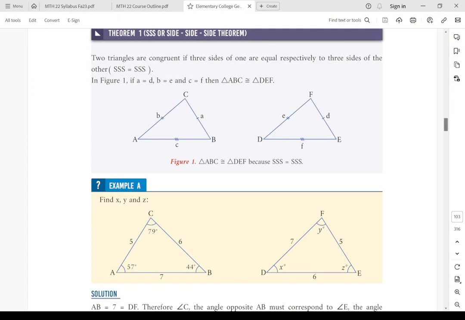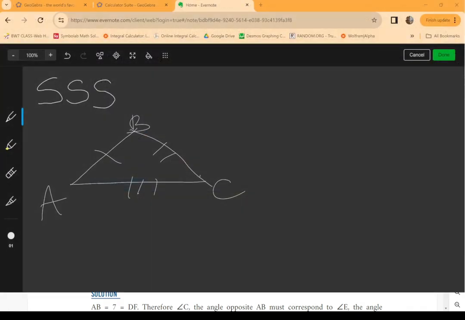Okay, so theorem SSS states that two triangles are congruent if three sides of one are equal respectively to the three sides of the other. So side, side, side equals side, side, side. All right, so let's take a look at this theorem in action.